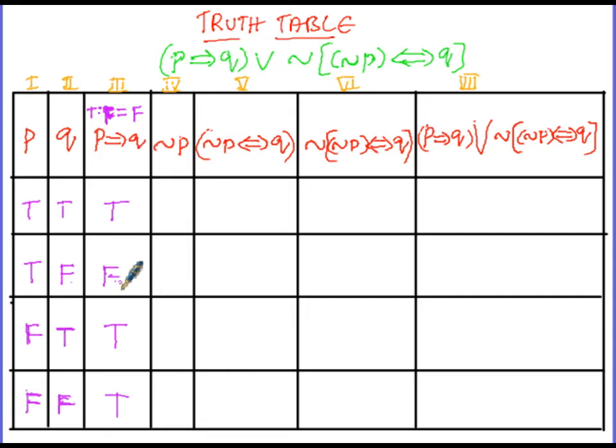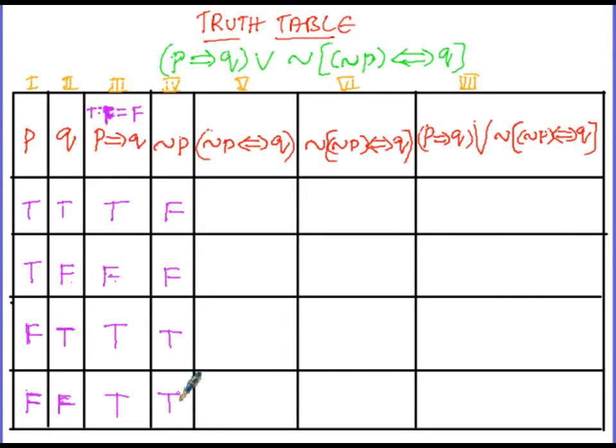Now let us find the negation of that particular statement, that is P. Here P is true, so the negation of P in the first row is not true. If it is not true, then automatically it will be false. So the negation of true is false, and the negation of false will be true.